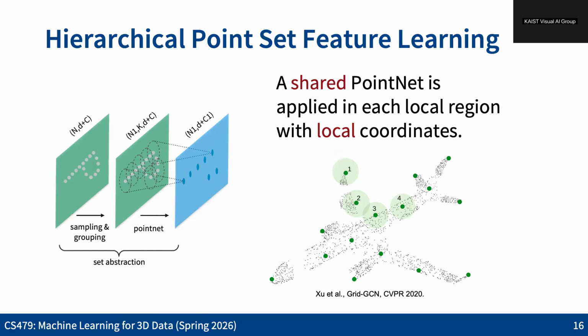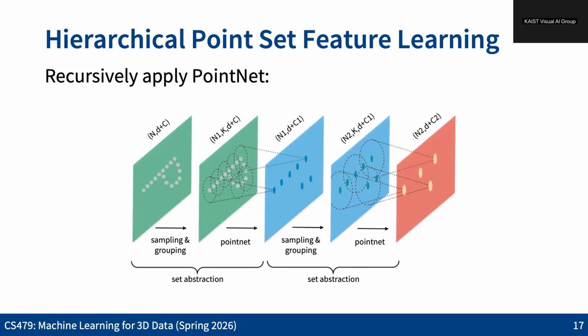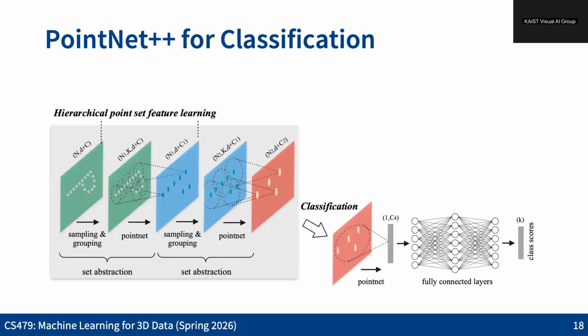So that's the basic idea for making hierarchical point set features by repeating those layers: key point sampling and grouping, performing PointNet for the local regions, and repeating this until the points become just a single point at the end. Okay? It's a very simple extension: we are extending PointNet in a hierarchical way. At the end, if we have a global feature for all the points, we can simply perform an MLP.